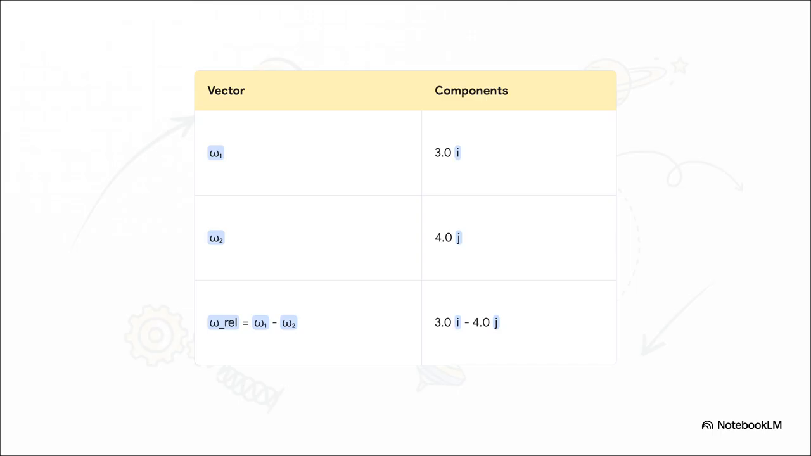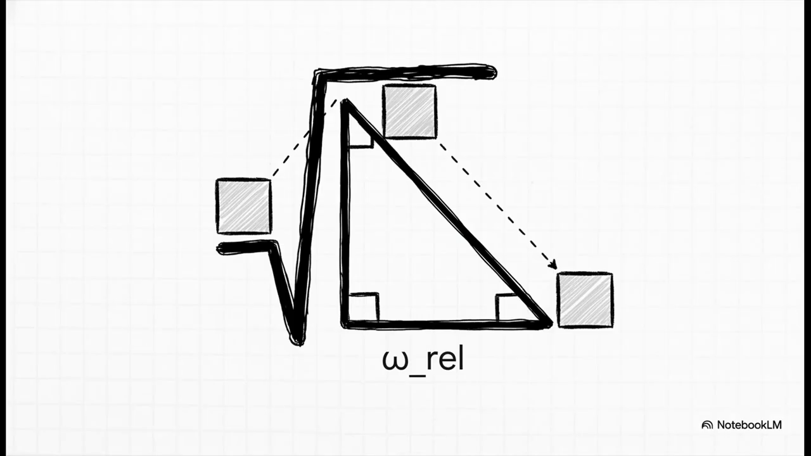So we'll say omega-1 is along the x-axis, which makes it 3.0 i, and omega-2 is along the y-axis, so that's 4.0 j. Then our relative velocity, omega-rel, is just omega-1 minus omega-2. That gives us the vector 3.0 i minus 4.0 j.